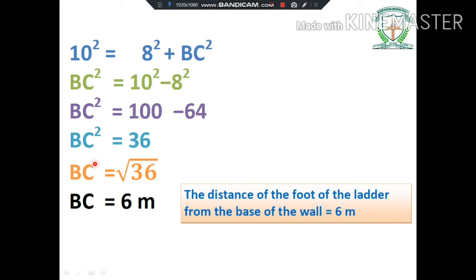We need only BC. Put the square root on the right hand side. So BC is equal to root 36. You know 36 is a perfect square, children. Therefore, what is the square root of 36? Yes, that is 6. So therefore, BC is equal to 6 meters. Therefore, what is asked in the problem? The distance. BC is nothing but the distance of the foot of the ladder from the base of the wall, which is equal to 6 meters.